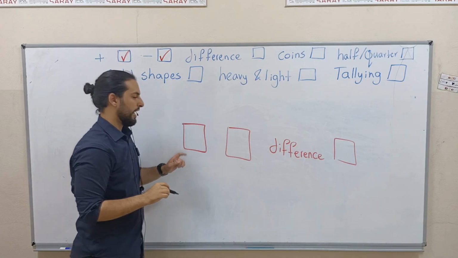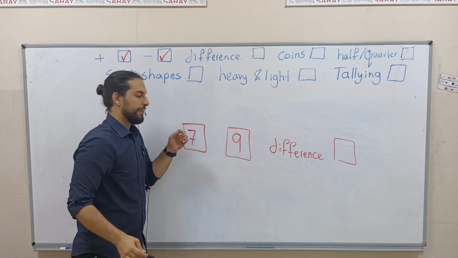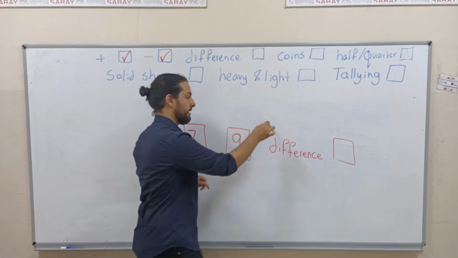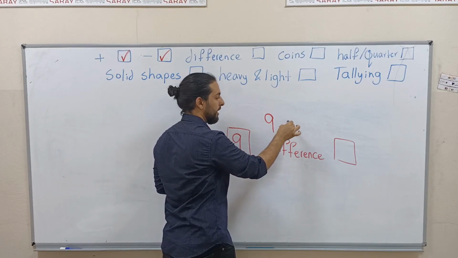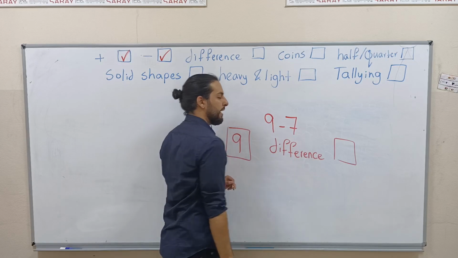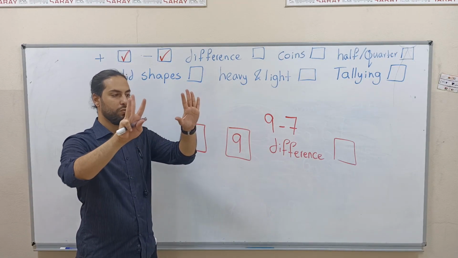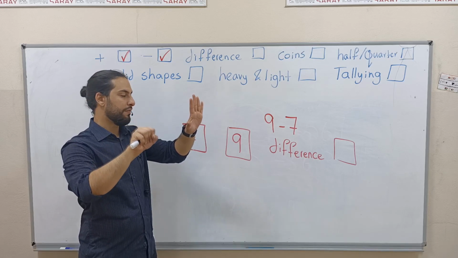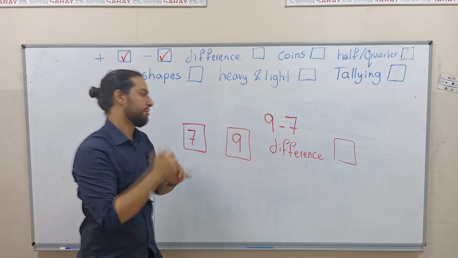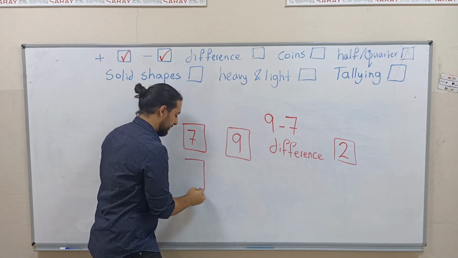Okay, so I have two numbers, maybe 7 and 9. I check which one is more, 7 or 9. In this case, it's 9. Then 9 minus the other number, 7. So 9 minus 7. 1, 2, 3, 4, 5, 6, 7. The difference is 1, 2. Okay, we can do other ones as well.